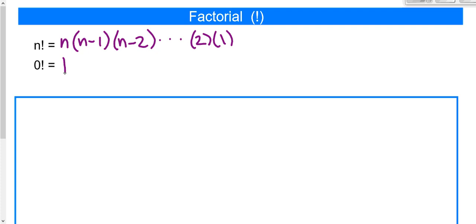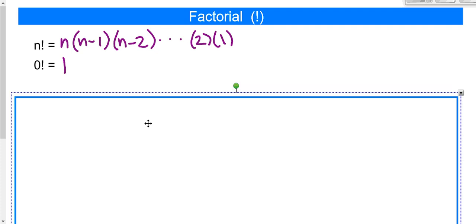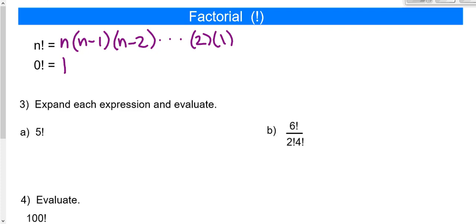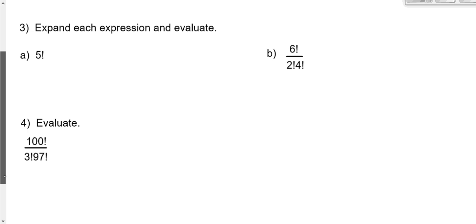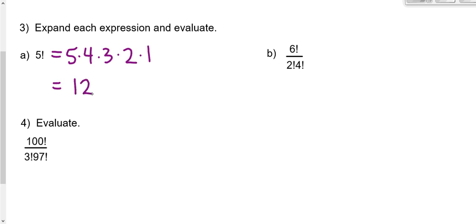Okay, let's do a few examples. Problem number 3. Expand each expression and evaluate. Expand 5 factorial. So what does it mean? It means 5 times 4 times 3 times 2 times 1. That's the expansion. And then evaluate, multiply those together, and we get 120.